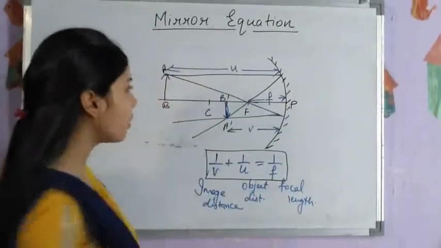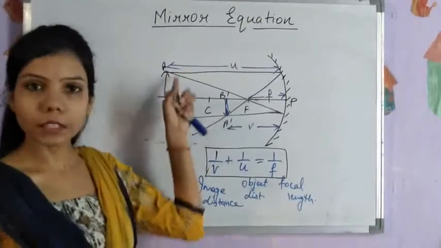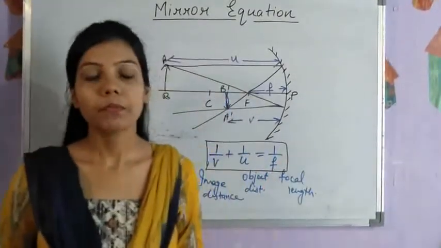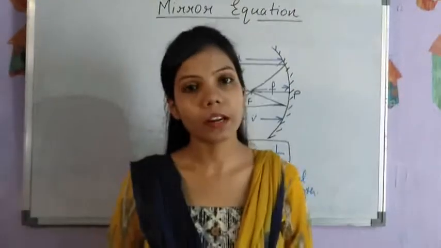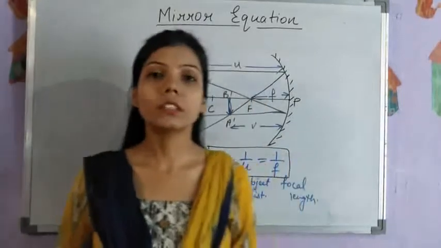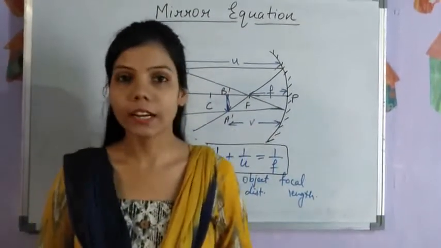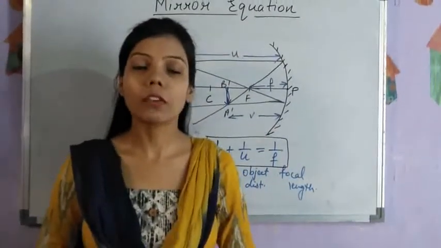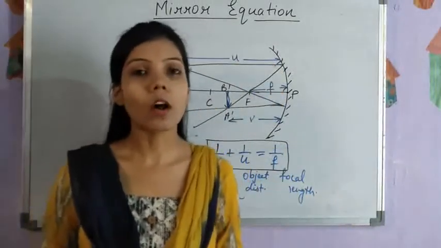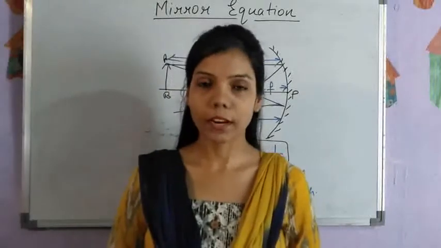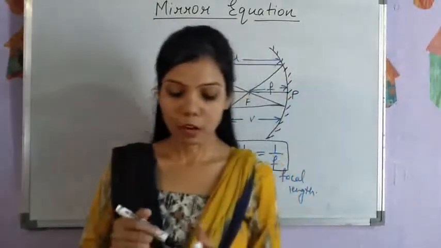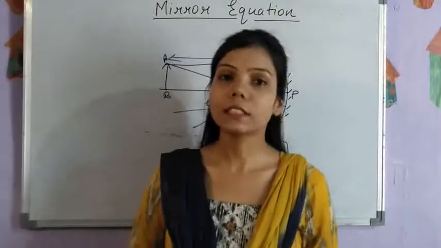Now you may wonder that if we change the position of the object in front of the mirror, will it affect the mirror equation? The answer is no. Any position of the object in front of a spherical mirror is not going to affect the formula in any way. This formula is true for all kinds of spherical mirror, right? Or for any position of the object for a spherical mirror. Now we will see how to derive this equation.